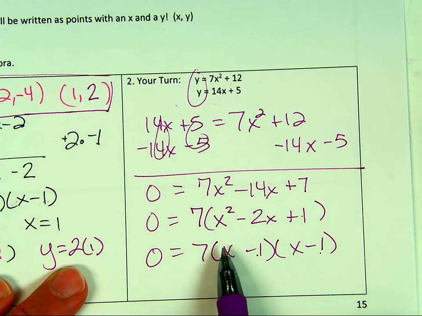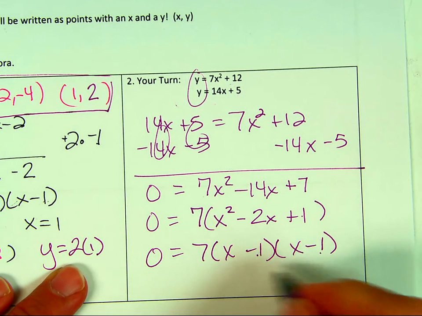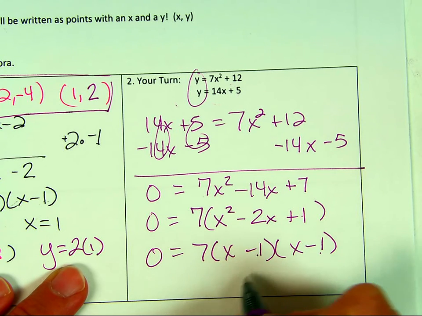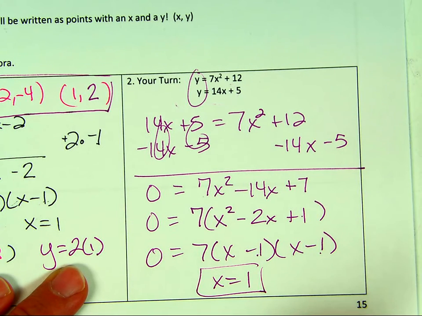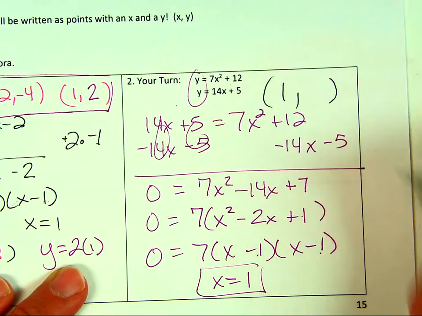Negative 1x plus negative 1x gets me my negative 2x. So I know that those are the correct vectors, and then I set each one equal to 0. Since they're both the same, I get one answer. That means I have one solution. It's not my answer, but it's the x-coordinate of my answer.